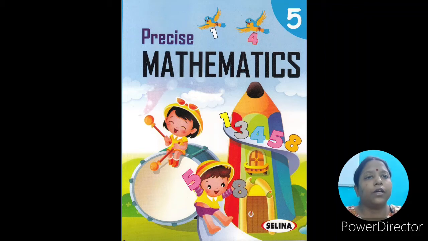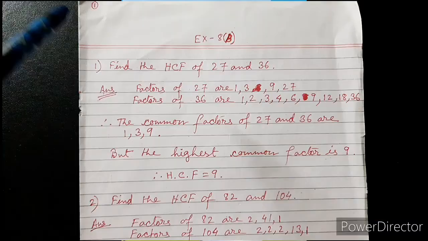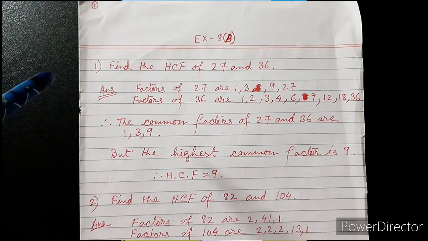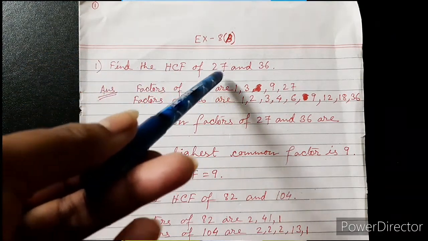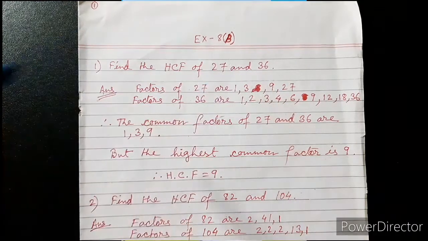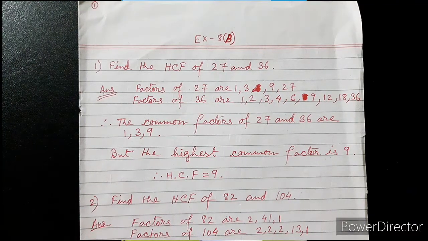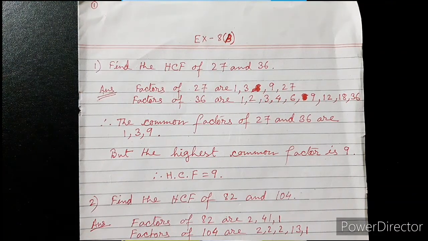Welcome class 5. In this video, we will start exercise 8B. The first sum is find the HCF of 27 and 36. Here we follow the listing method.